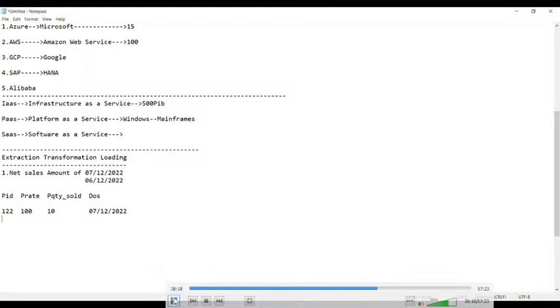The second line is like this: product ID is 123, product rate is 200, quantity sold is 10, and the date of sales is 07, 12, 2022. And then we have the next one, 124.